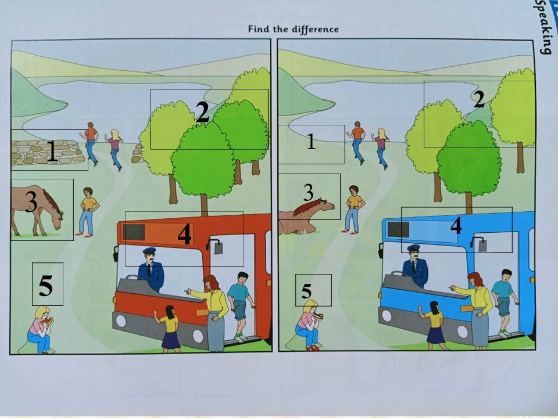Is it easy? Very easy. It is really easy to find the differences between 2 pictures. But how to say it? How to say that this picture is different from this picture?